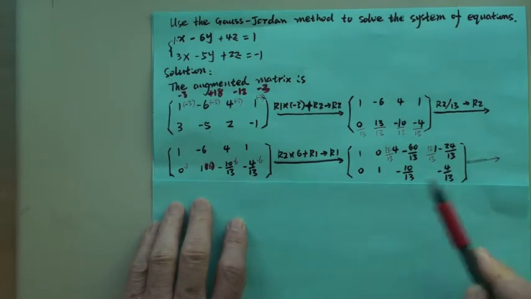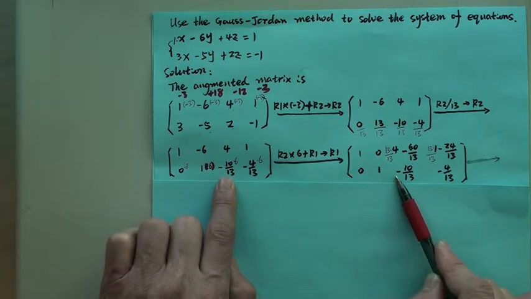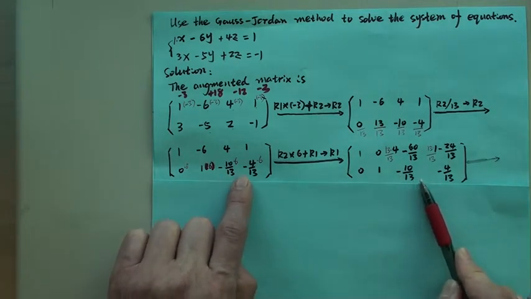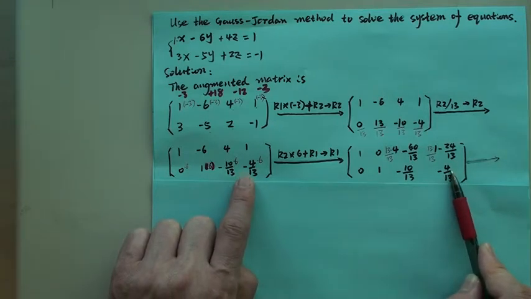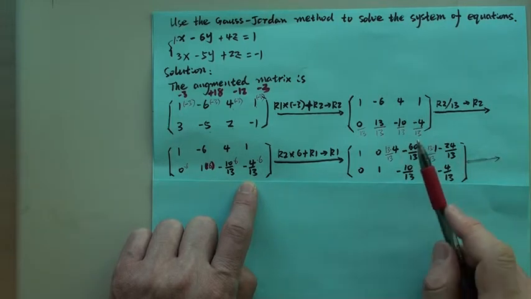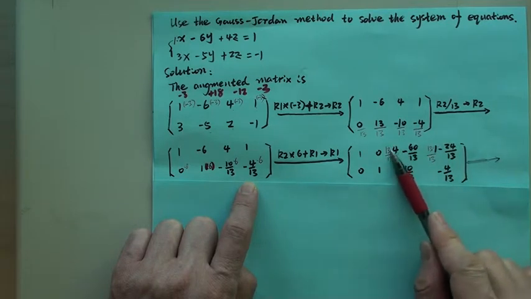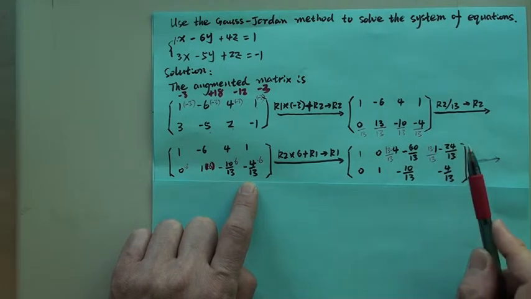Okay. The second row we didn't do anything. 0, 1, negative 10 over 13, negative 4 over 13, we keep it. The thing is that we need to add those fractional numbers. You see those two we need to calculate.